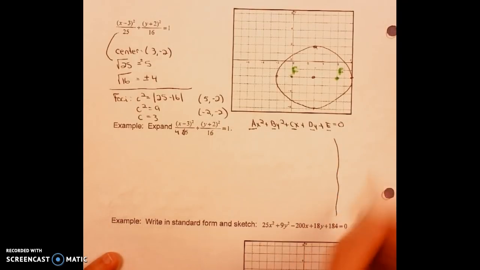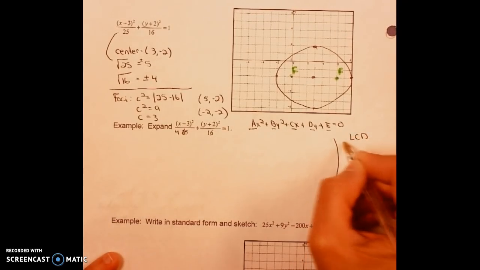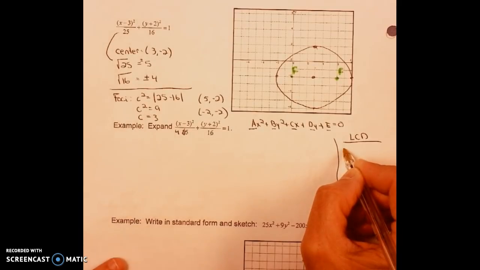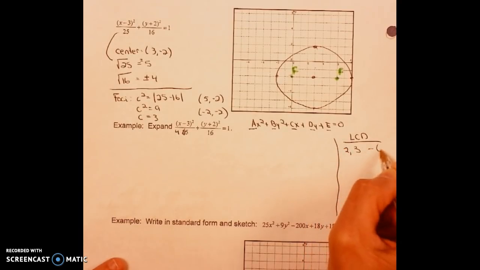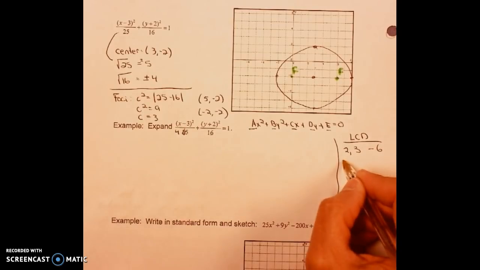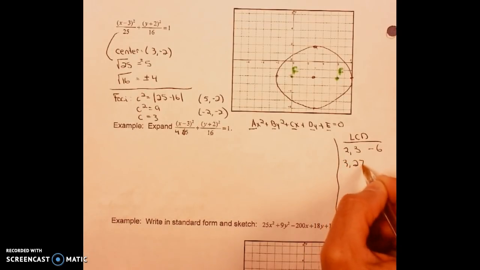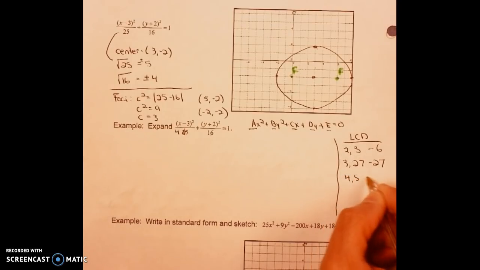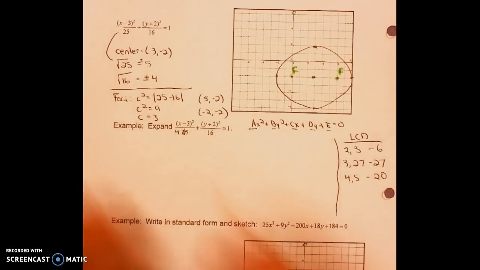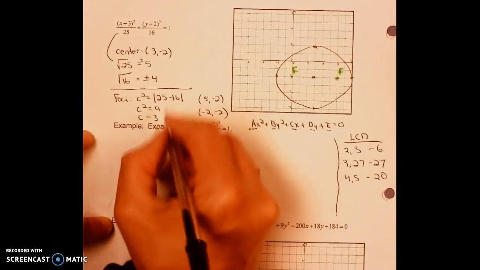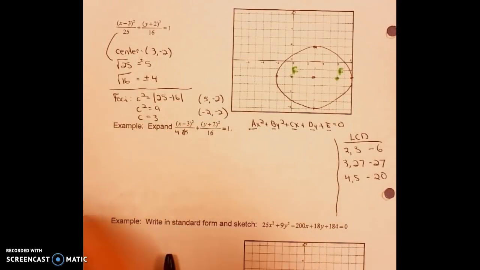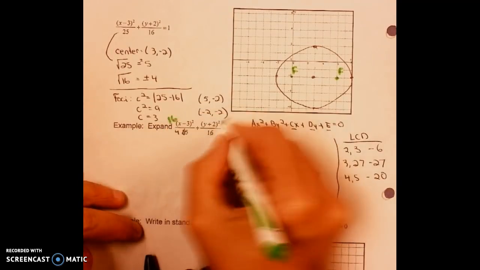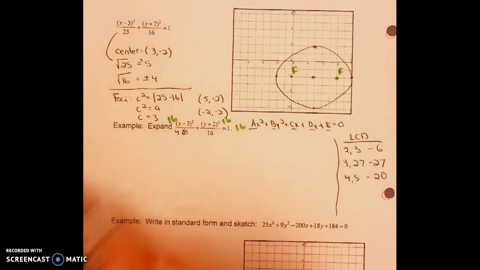And let's go over here, first of all, and refresh our memory on least common denominator. So if I had a 2 and a 3, the least common denominator is 6. If I had a 3 and a 27, the least common denominator is 27. Or 4 and 5, the least common denominator is 20. So 4 and 16, the least common denominator is 16. So I'm multiplying each one of these pieces through by 16.